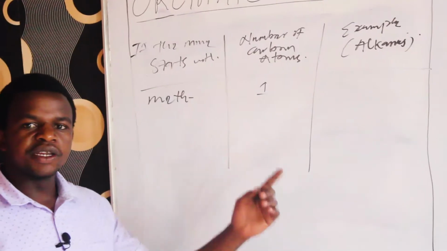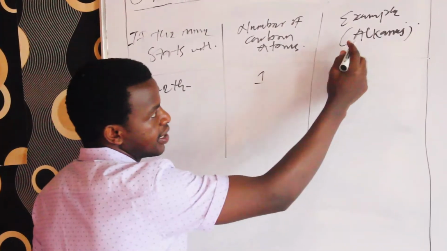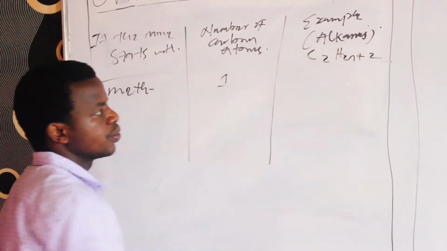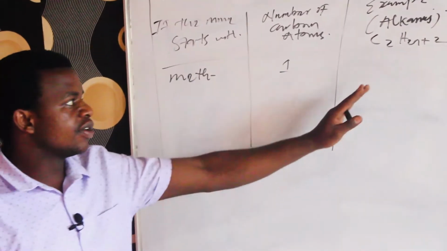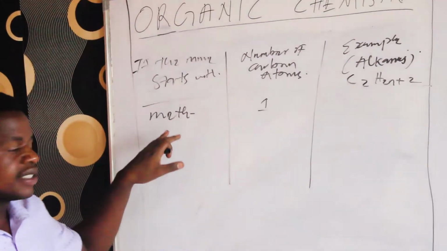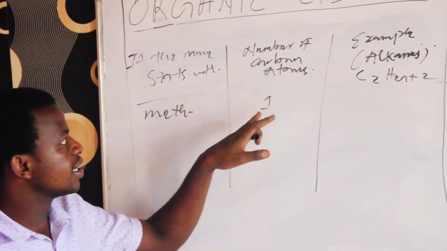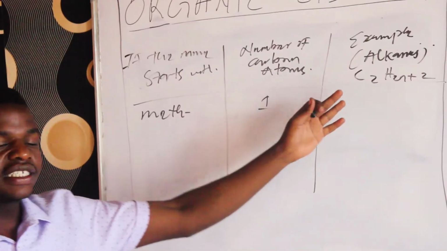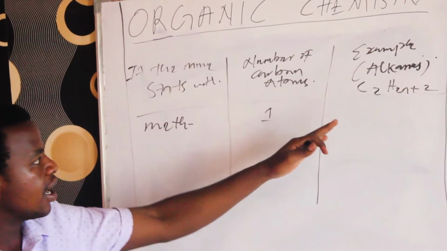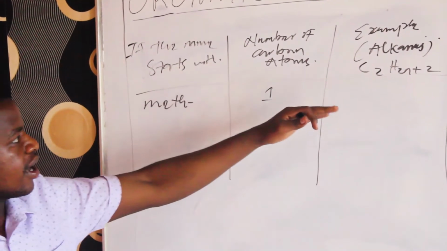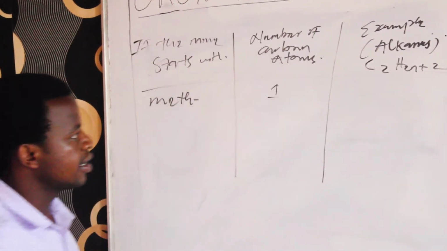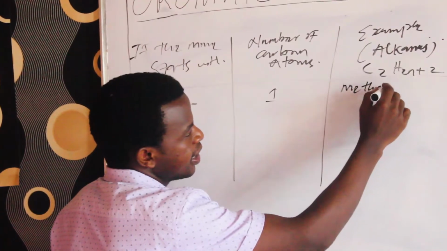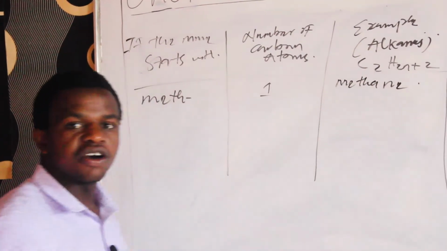And the general formula of the alkanes is written in this form: CnH2n+2. So this is the general formula. If the name starts with meth, that means that the organic compound has 1 carbon atom, and writing the formula of an alkane there, this is going to be methane.